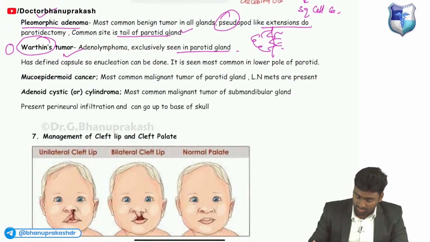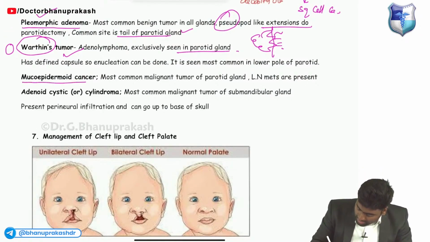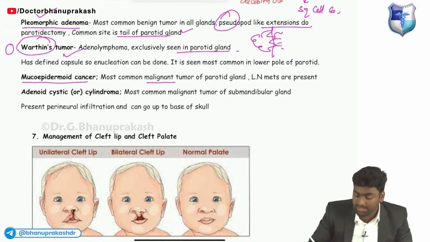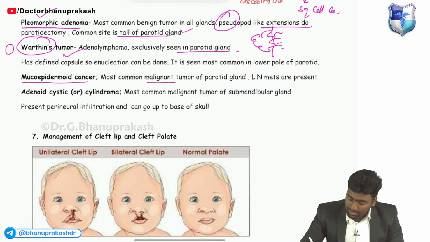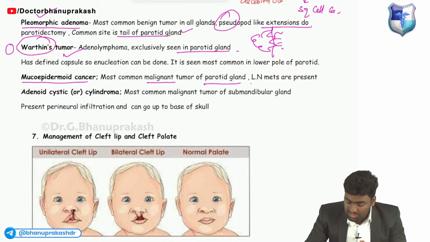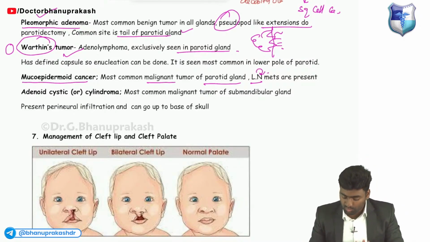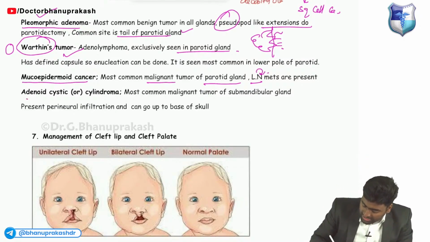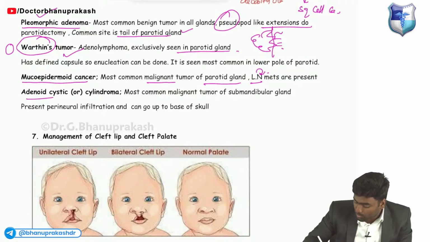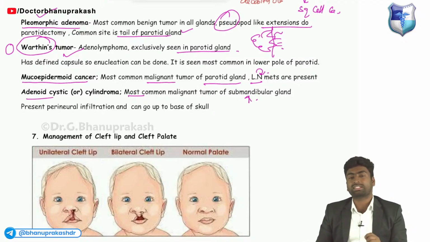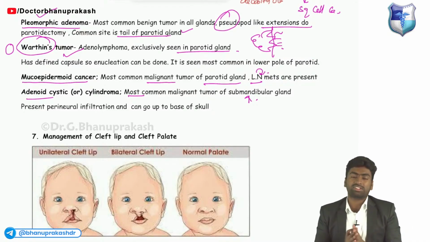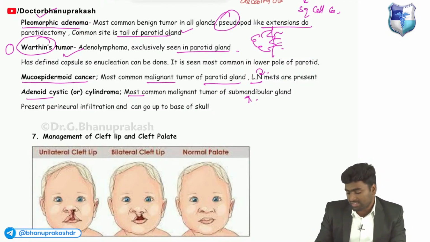Fine. Just remember. And then this mucoepidermoid carcinoma, it is the most common malignant tumor of the parotid gland. And it will be associated with lymph node metastasis. Fine. And next one is adenoid cystic carcinoma. It is the most common malignant tumor of the submandibular gland. Okay. So just remember these few salivary gland malignancies, they can be asked.